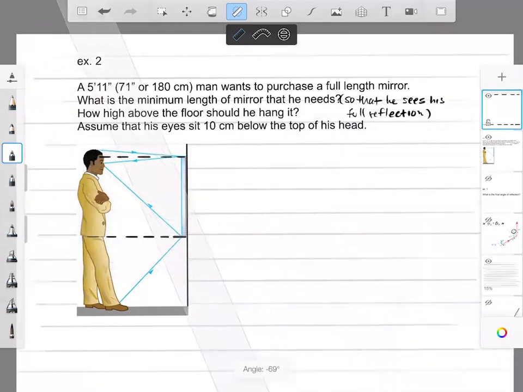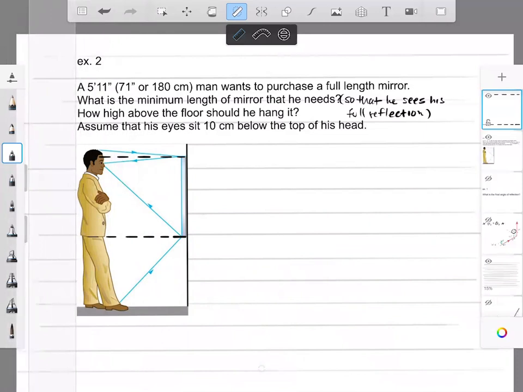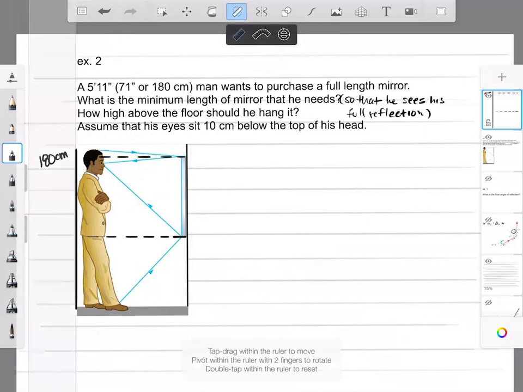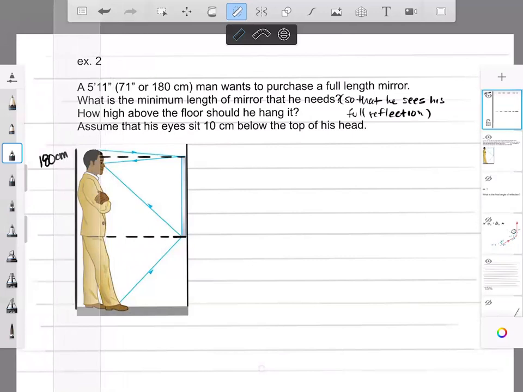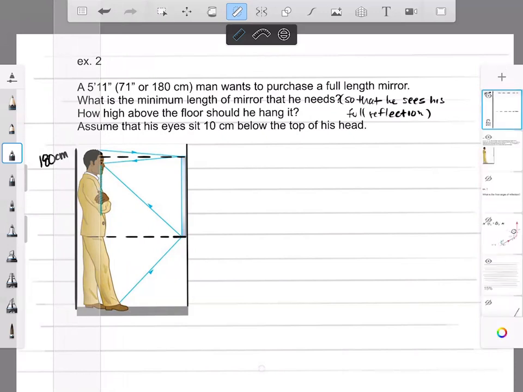Now, we know that the full height of this man is 5 feet 11 inches. So let's use the metric system because that's what we've used all year. 180 centimeters. Okay. Now, from another perspective, from his eyes, which is what he's using to make a measurement, right? From here to here is going to be 170 centimeters because his eyes are 10 centimeters below the top of his head, right?